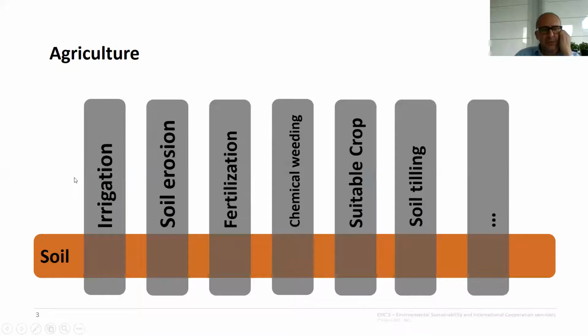Well, this graph shows you how the soil is a cross-cutting issue that heavily impacts many agricultural practices. For example, if you want to plan in an optimal way an irrigation project or a fertilization, you necessarily have to take into account the soil and especially the organic matter rate.